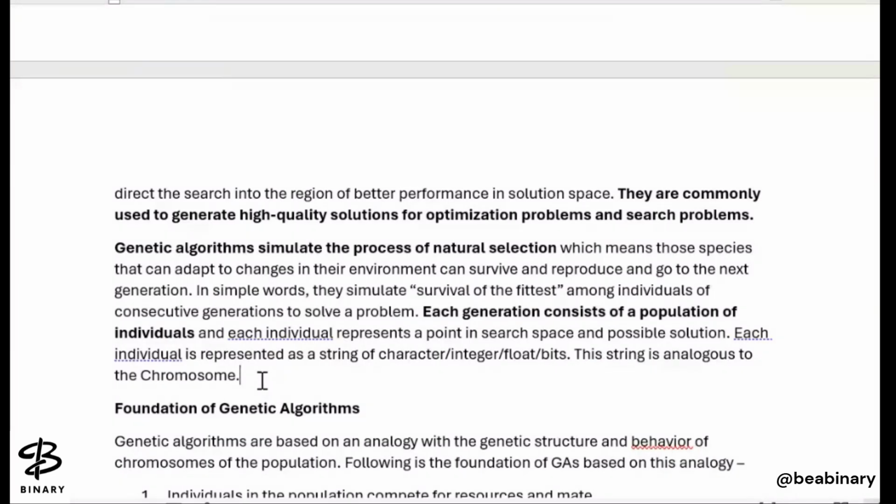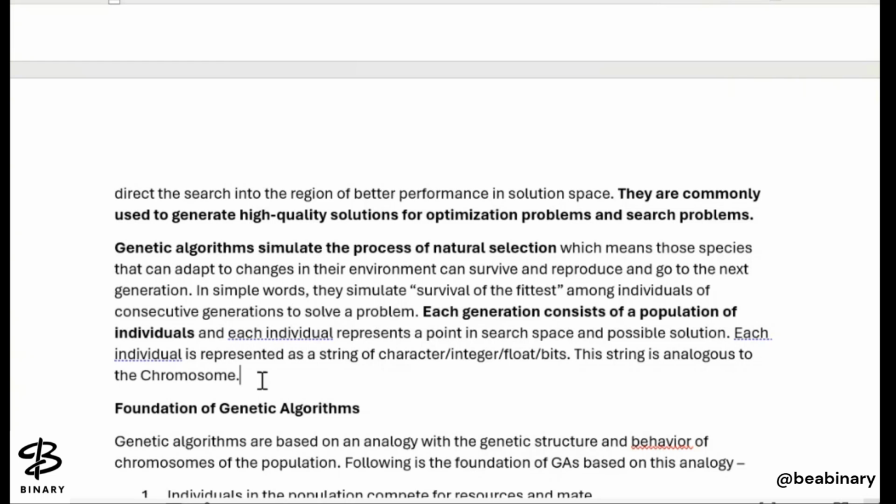So when we are talking about genetic algorithms, how does it work in the population? The genetic algorithm simulates the process of natural selection, which means those species that can adapt to changes in their environment can survive, reproduce and go to the next generation. So here we are talking about the population and the fitness evaluation. Who can fit? In the population, we are talking about the potential solutions or the individuals, representing different possible solutions to the problem.